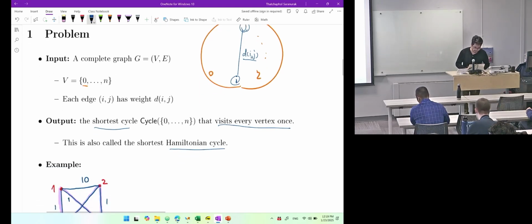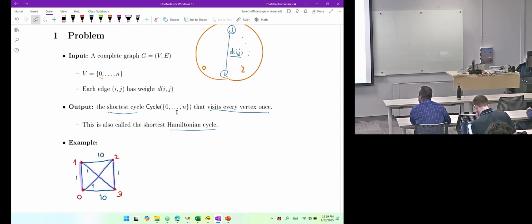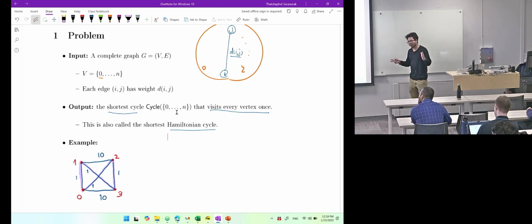So let's see one example. The example is this graph. There is an edge between every node, and you need to find a cycle that visits everyone once, and this cycle should be the shortest. So the way to do it for this graph is to go this way, because if you use this edge, it's too big. That's a problem. It's one of the most famous NP-hard problems. So it's NP-hard, and again we don't hope for a polynomial time algorithm.